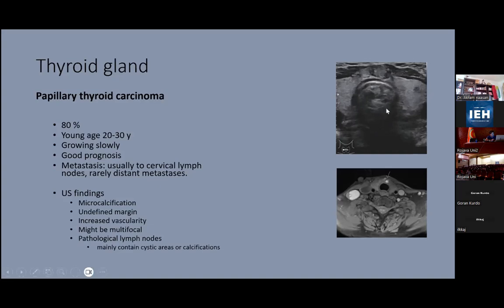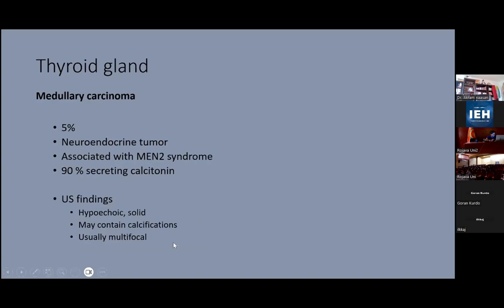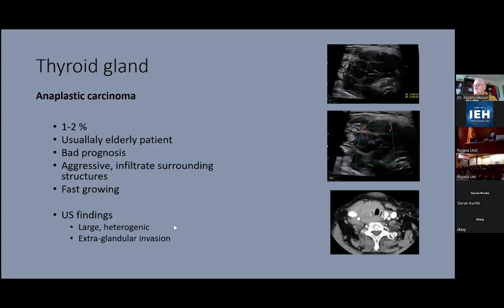Then we have follicular carcinoma. It's about 10%. They usually resemble benign follicular adenomas. They are hyperechoic. Another one is medullary carcinoma, which is also not common. They are neuroendocrine tumors. They secrete calcitonin. They are usually hyperechoic solid, may contain calcification, and usually multifocal. Then we have anaplastic carcinoma, which is also rare, but usually in elderly patients, it has a bad prognosis, and they are aggressive, infiltrating surrounding structures.